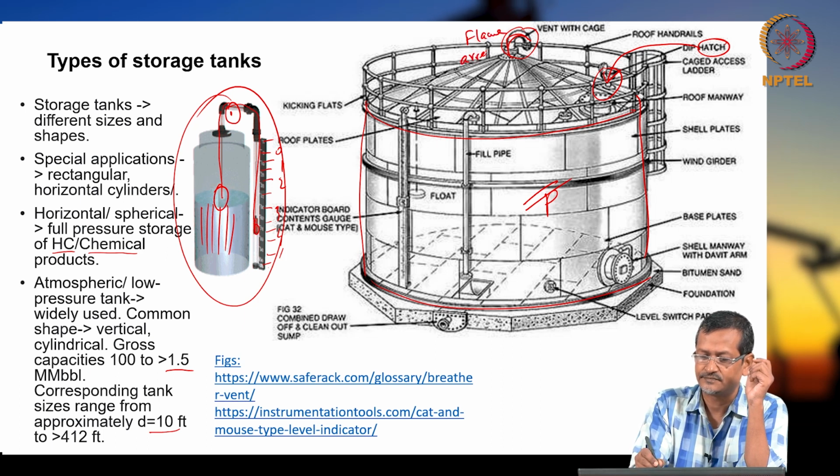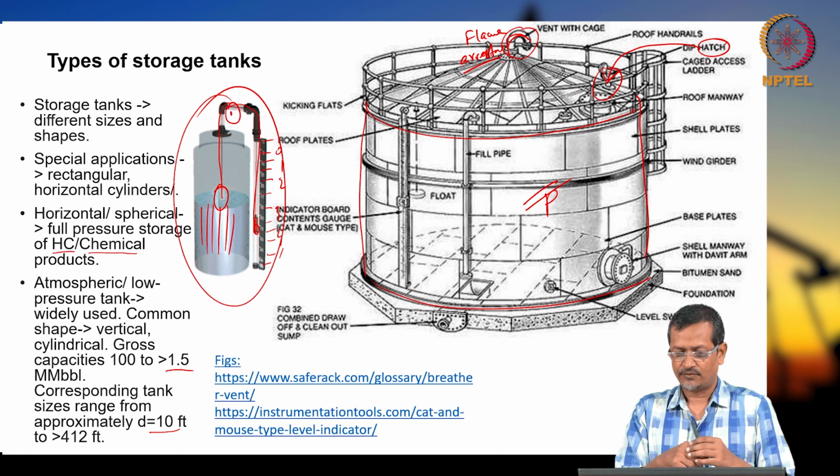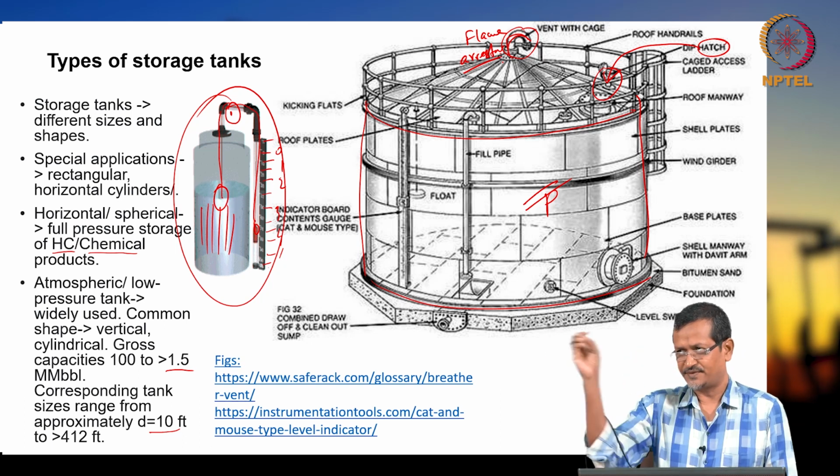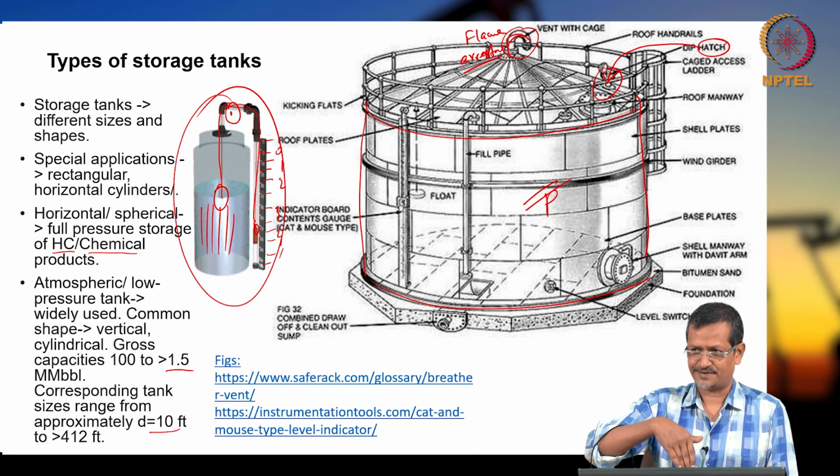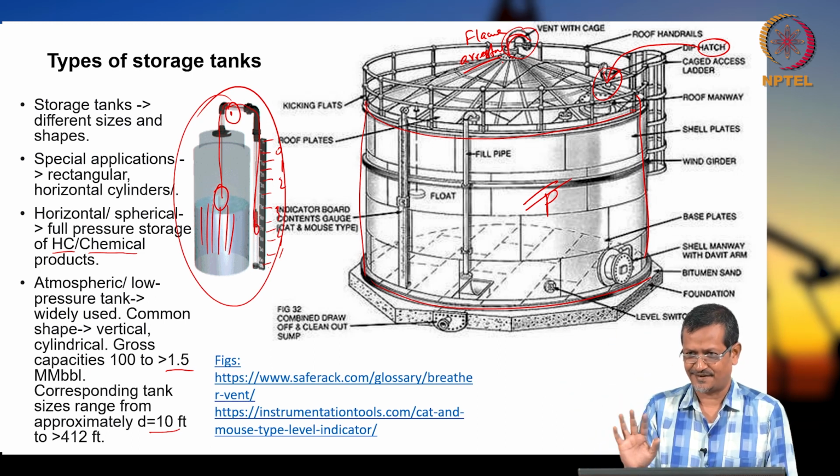Okay, so when vapor is going out and if there is any fire source, so outside flame will be there, but the flame should not enter into the system. If flame is entering, then done.